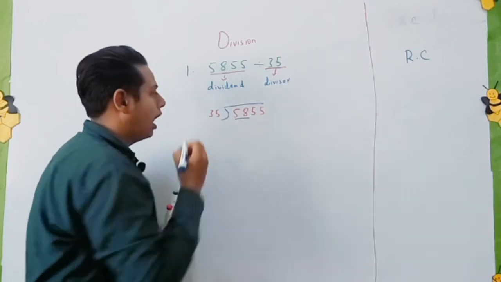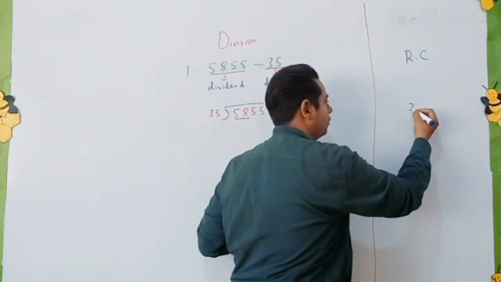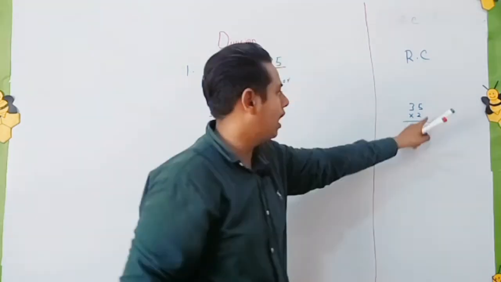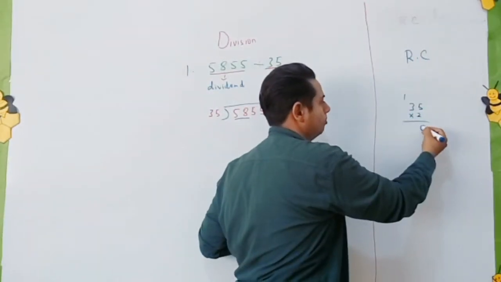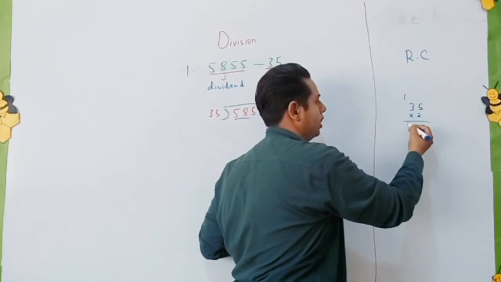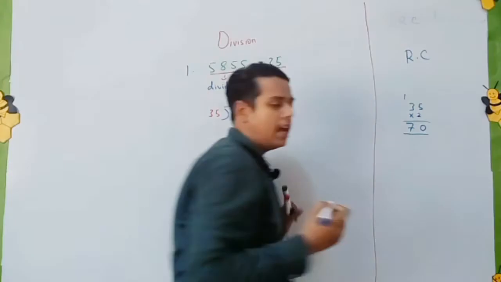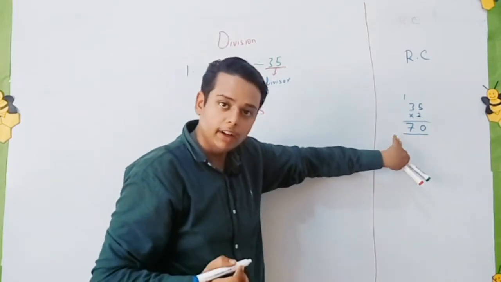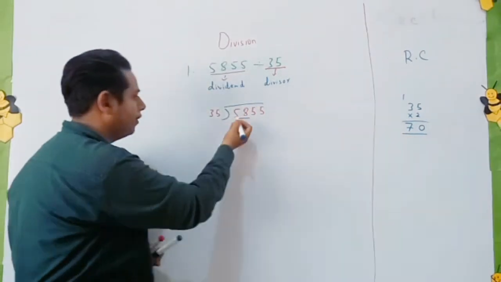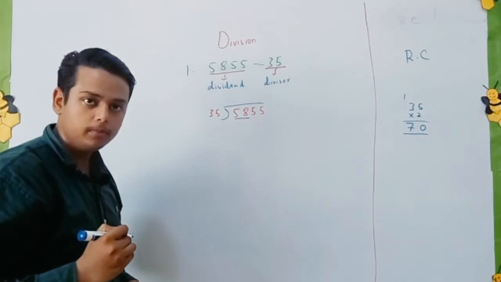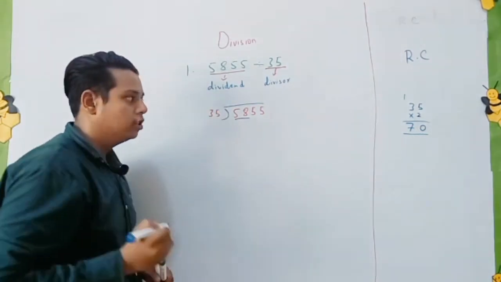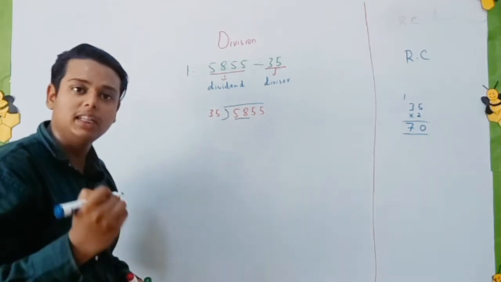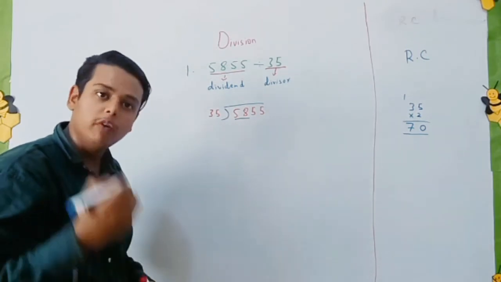सो आई एम जस्ट मल्टीप्लाइंग 35 with 2. So 2 5s are 10, 2 3s are 6, 6 plus 1 is 7. So when I am multiplying 35 with 2, it is getting 70. 70 is less than 58 or greater than? 70 is greater than. So I cannot use 70 over there. So what I have to do? I have to multiply 35 with 1.